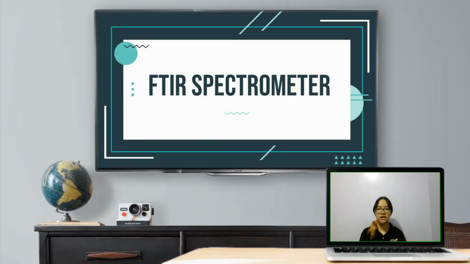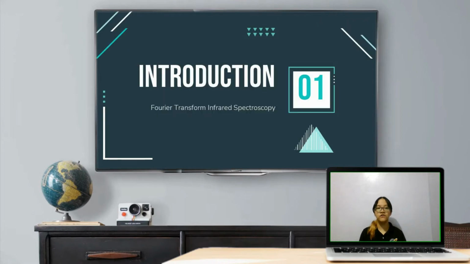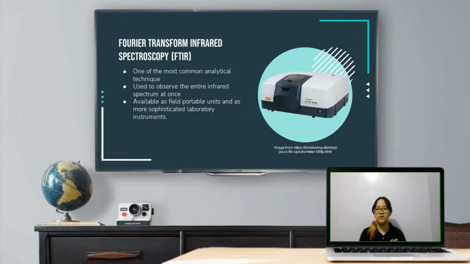Good day everyone. Today, our group will discuss FTIR spectroscopy. Fourier transform infrared spectroscopy, also known as FTIR, is one of the most common analytical techniques used. This analytical method determines the identity of organic, polymeric, and some inorganic materials.